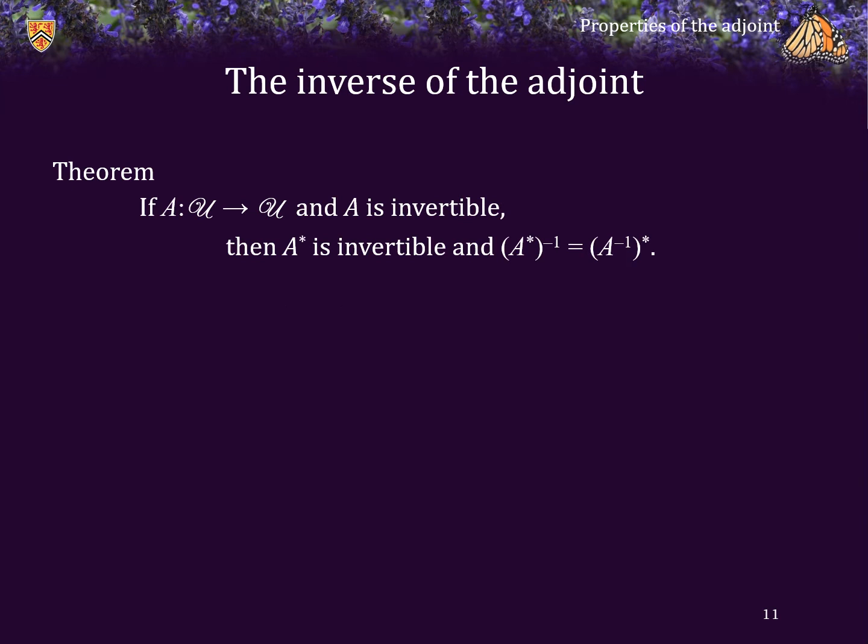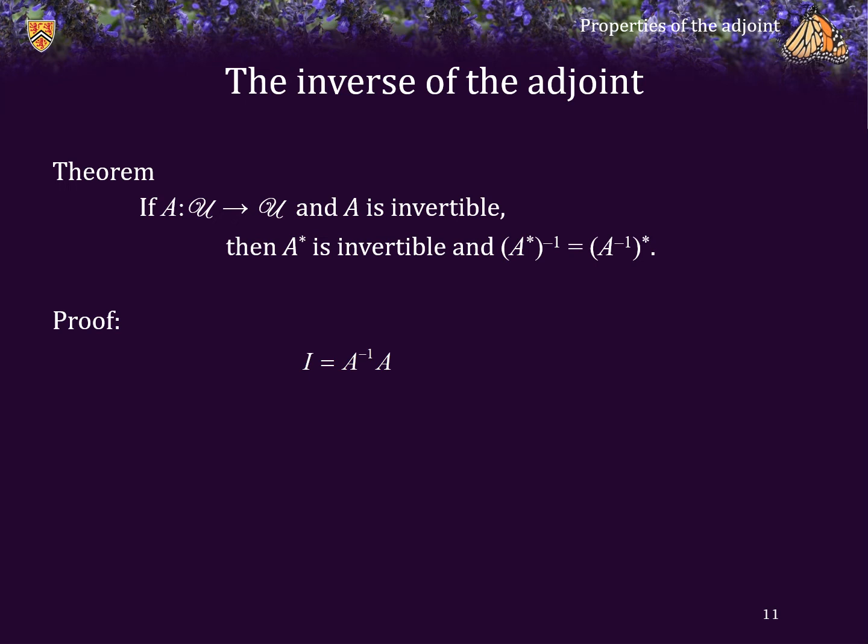If A is a linear operator and A is simultaneously invertible, then the adjoint is also invertible, and the inverse of the adjoint is equal to the adjoint of the inverse. Proof. Well, for A to be invertible, there must exist a matrix A inverse such that A inverse times A is equal to the identity operator.